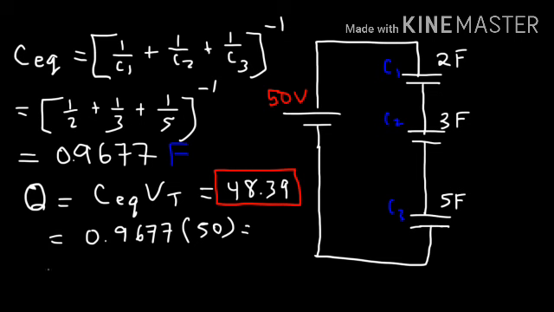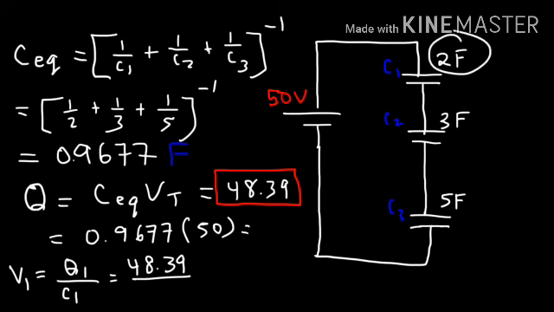So now let's find V1. V1 is going to be Q1 over C1. So take the charge and divide it by the capacitance. Now if you have microfarads, make sure to add the 10 to the minus 6 when dealing with your calculations. In this video, I just have to divide it by 2 since it's in farads. So 48.39 divided by 2 is about 24.2 if we round it to the nearest tenth. So that's the voltage across C1.